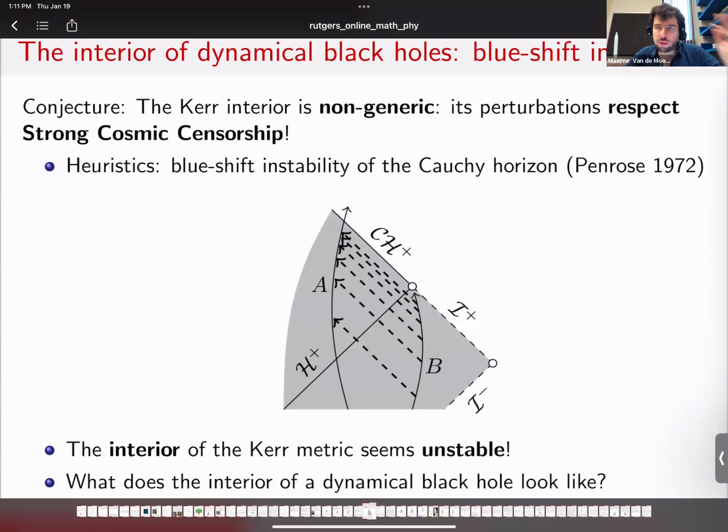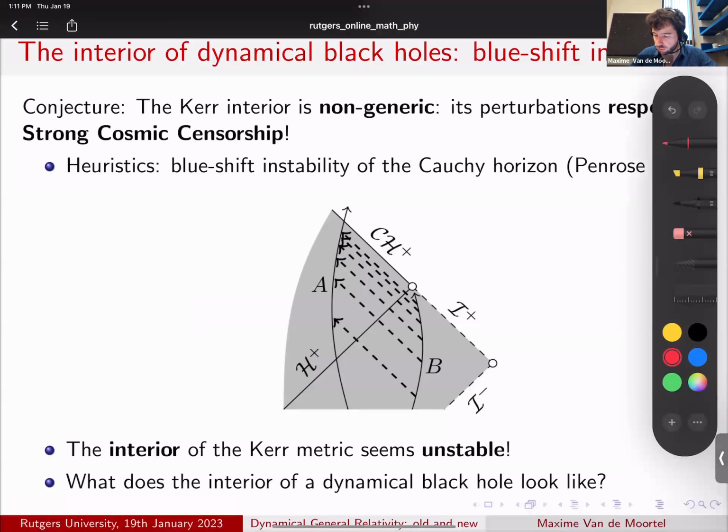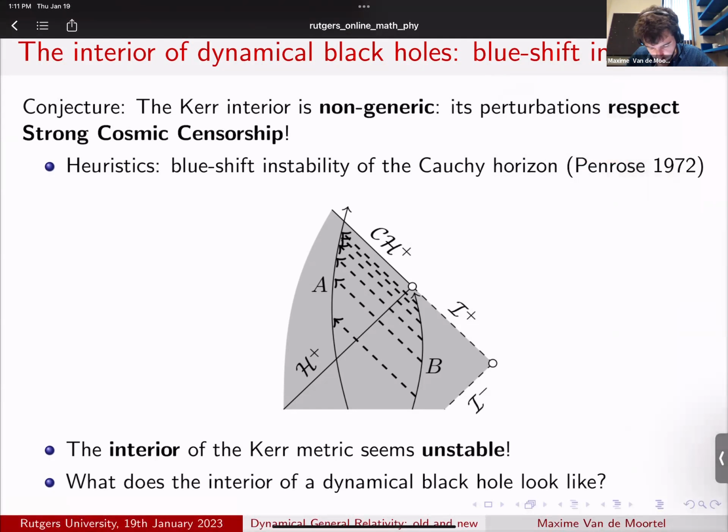There have been some results, some by other authors, some by myself. Let me not tell you about my results; you can ask me later if you're interested, but let me cut to the main point because I wanted to give a review talk. So the Blueshift instability, okay, it's hard to prove, but it's easy to explain.